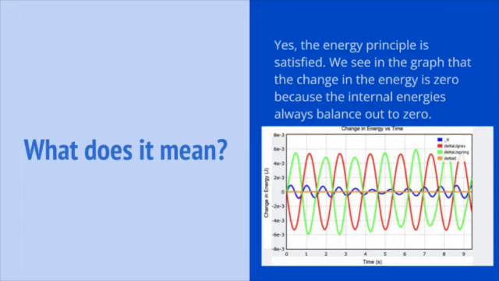What does this mean? Yes, the energy principle is satisfied. We see in the graph that the change in energy is 0 because the internal energies always balance each other out to 0 because they oscillate in opposite directions.